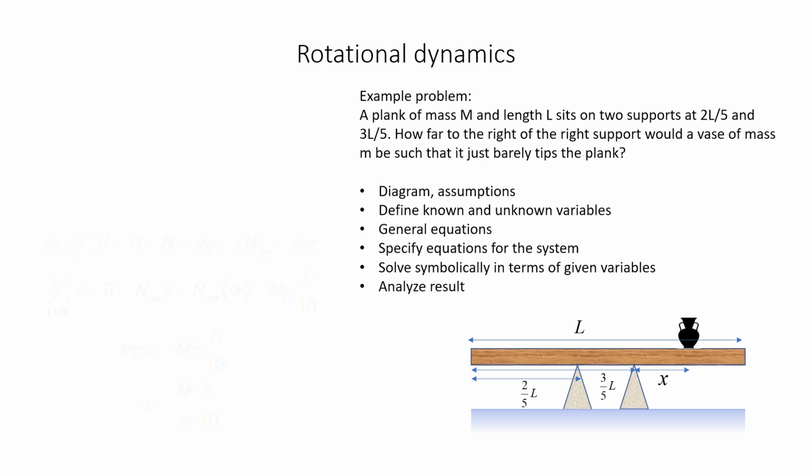We'll use our general method for solving this question. First, we'll think about our assumptions. We assume that the mass is uniformly distributed over the plank. There's no air resistance. We know the mass of our plank, we know the mass of our vase, and the length L. We also know the positions of the two fulcra as shown. What we want is the distance x.